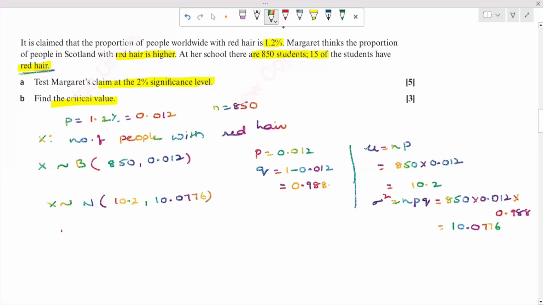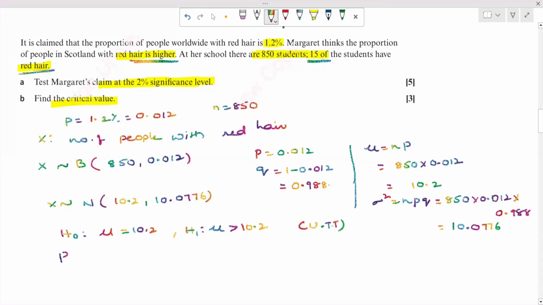Now the null hypothesis: mu is equal to 10.2, the mean is given as 10.2. The alternate hypothesis: he has given that red hair is higher in Scotland, so mu is greater than 10.2. What they're asking is for 15 students to have red hair, so it is an upper tail test.